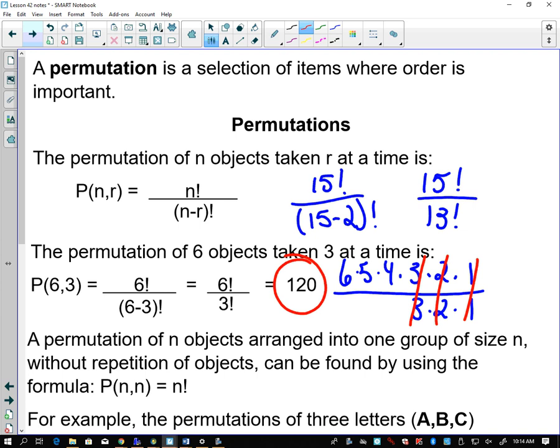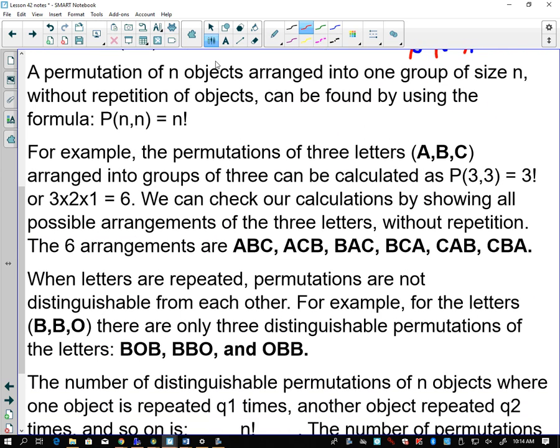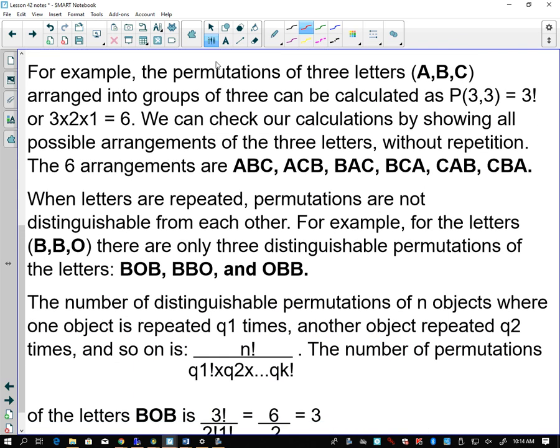A permutation of n objects arranged into one group of size n, without repetition of objects, can be found by using our factorial. So for example, this is a lengthy example. Let's say we have 3 letters, A, B, and C, arranged into groups of 3. That can be calculated as 3 factorial.